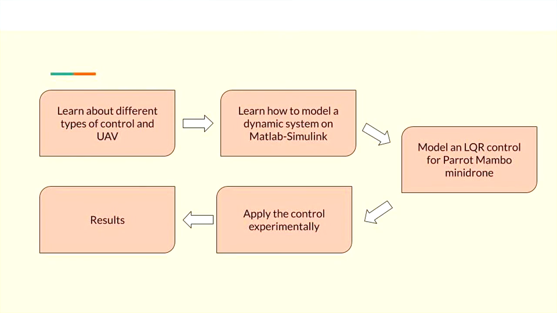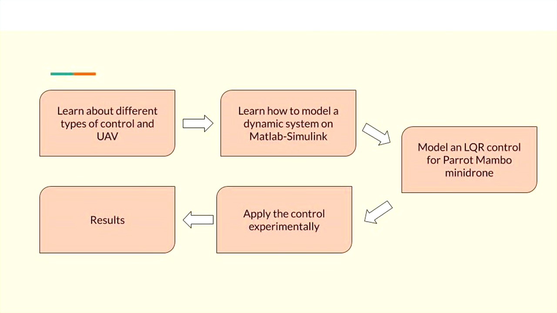Moving on to the methodology of this project, there are several processes that need to be completed in order to achieve the objectives of this project. These processes or procedures are shown here. First, it is very important to learn about the different types of control available, just to get the basics of it, to see what works and what doesn't, followed by learning how to model a dynamic system on MATLAB Simulink, as this is the software that is going to be used to simulate the performance of the controller.